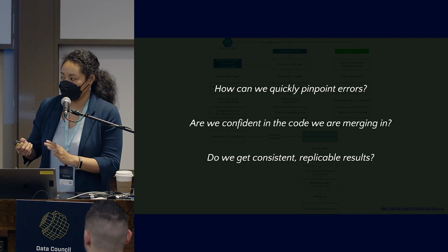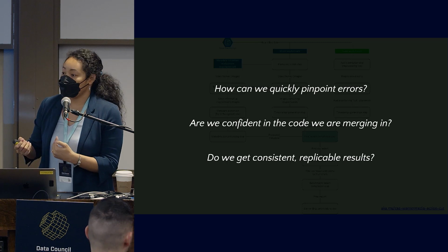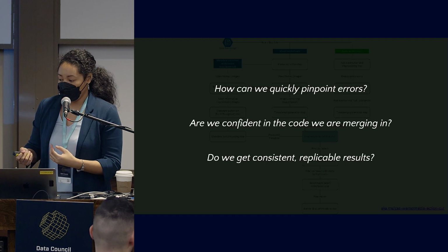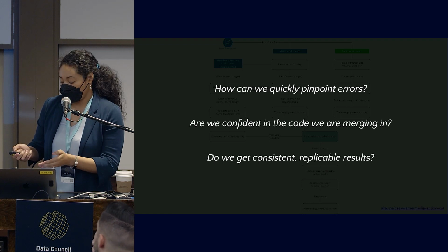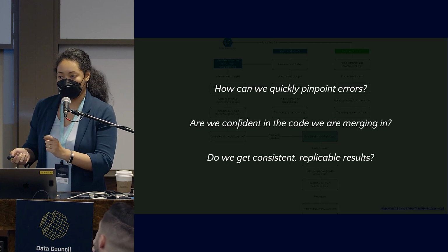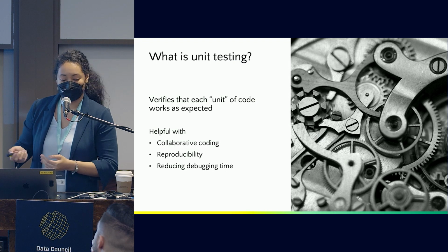When something goes wrong, how can we quickly address that? Are we confident in the code that we're merging in? And also, do we get consistent and replicable results? So there's a lot that goes into that, but one of the major things that can help address a lot of these issues is unit testing.